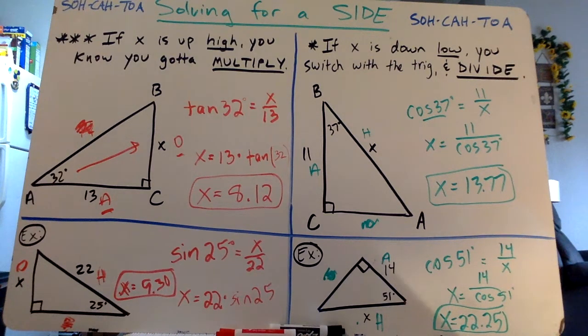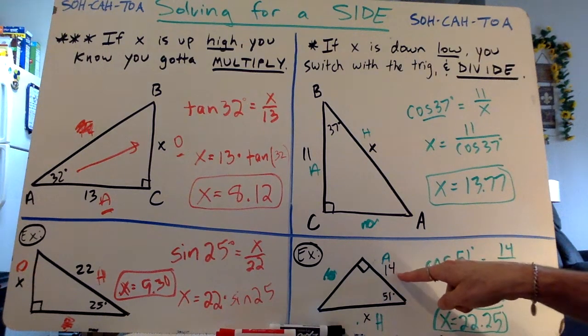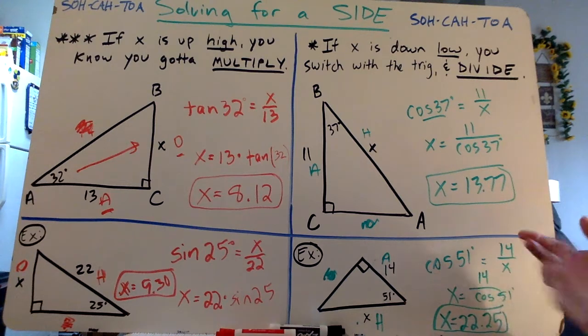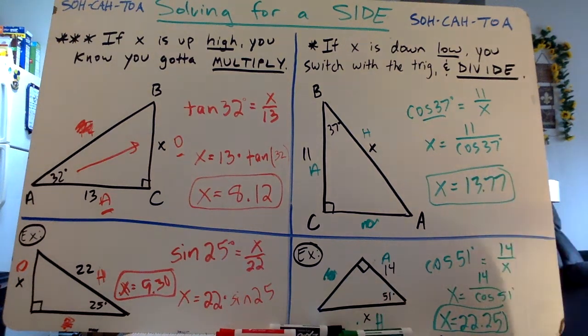Now I could have given you a different problem. Like if I flip-flop these and put 14 there and x there, then that means it would be x over 14 and you would just multiply like normal. So you have to make sure you follow along with the steps. Okay? But sine, cosine, tangent, you have to figure out which one it is.